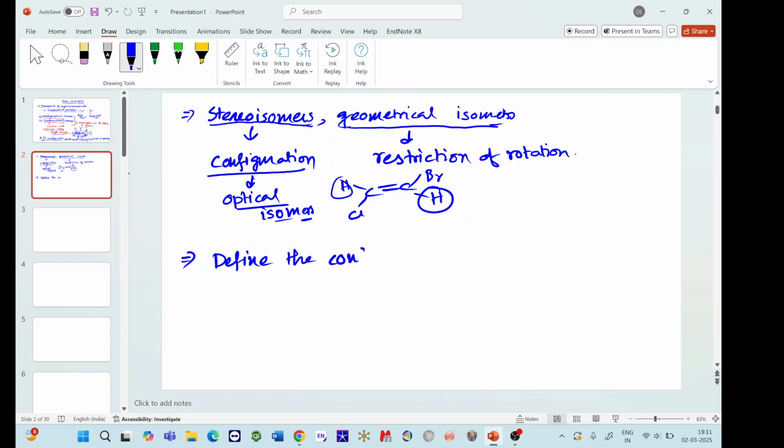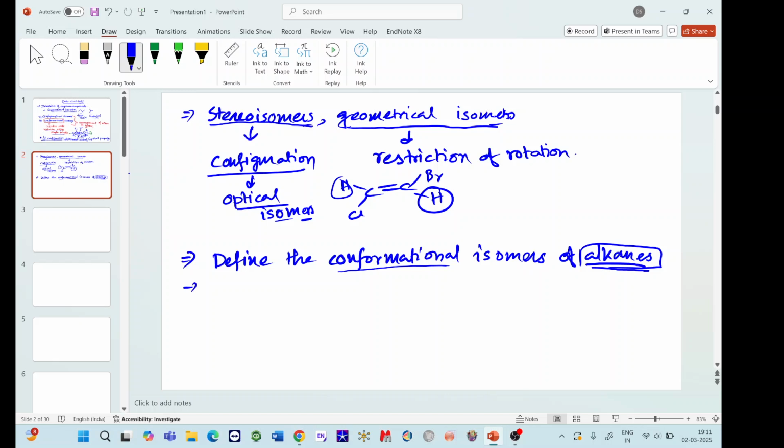the conformational isomers of alkane. Okay, mostly it is associated with alkane because alkanes are only having single bonds. They don't have any double bond. They are saturated. So that is why this conformation term only goes with the alkane, and obviously cycloalkanes.